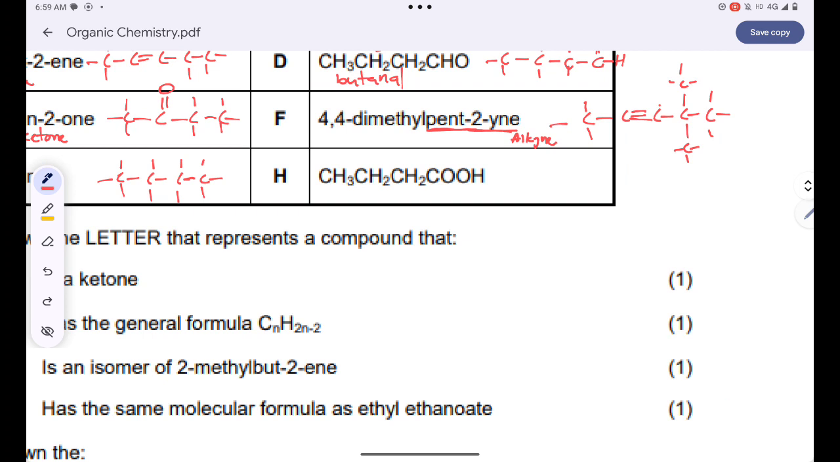And then compound H, let me use a different color. I have CH3, CH2, another CH2 with a C double bond O with an OH. And this type of compound is a carboxylic acid. Its IUPAC name is just butanoic acid.